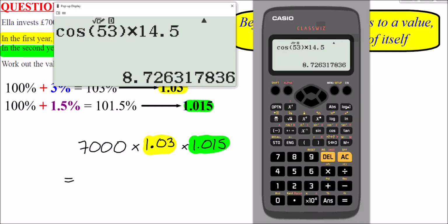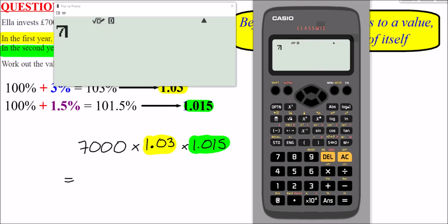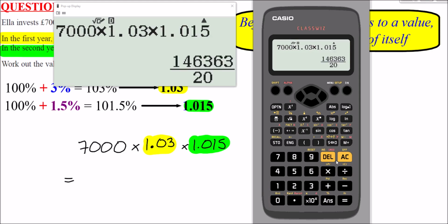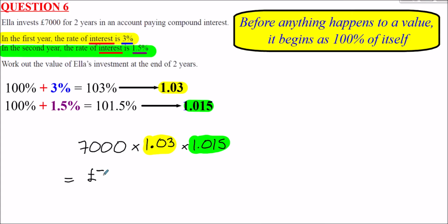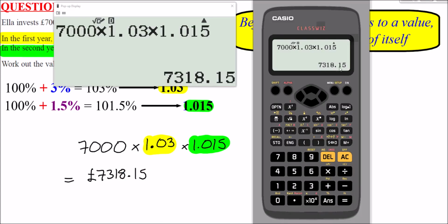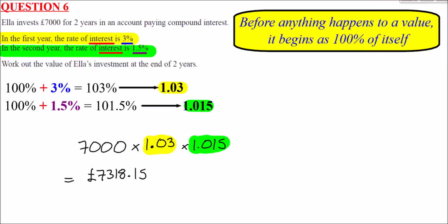So 7,000 multiplied by 1.03 multiplied by 1.015, that gives us a value of £7,318.15. Just check I've remembered all those figures right. 7318.15, yes I have. So that's the final value of Ella's investment.